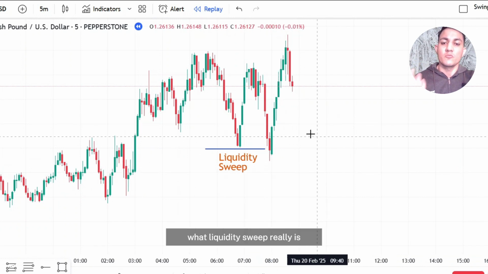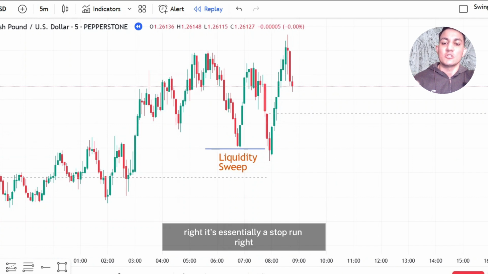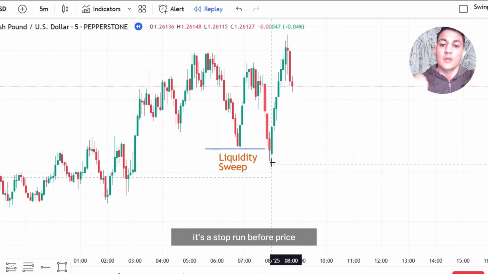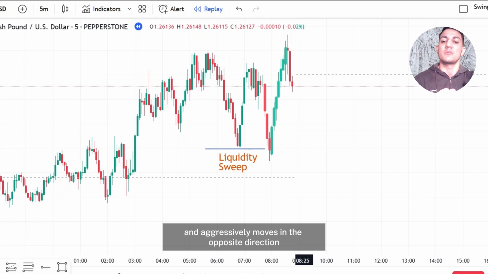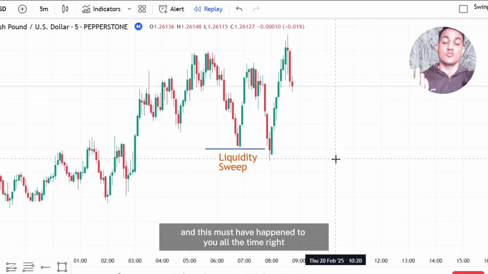But what a liquidity sweep really is, right? It's essentially a stop run, right? It's a stop run before price quickly and aggressively moves in the opposite direction. And this must have happened to you all the time, right?